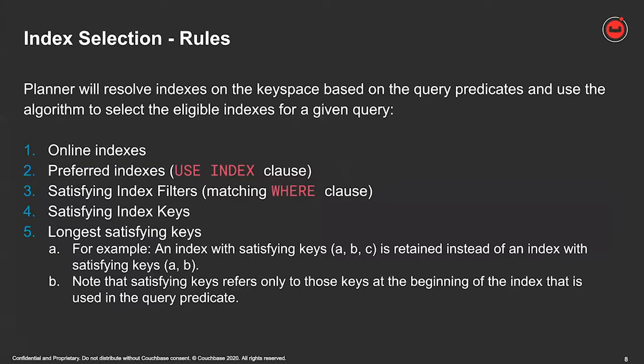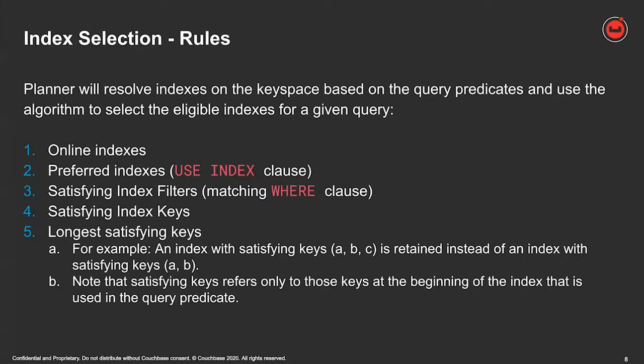For index selection, indexes are selected based on the following rules. Online indexes. This means any indexes that are in a pending or building state are not eligible for selection. Only indexes that are 100% built and online are eligible to be selected by the query service. Then we have preferred indexes. This is indexes with a USE INDEX clause. Any index listed in here, as long as it can satisfy the query, will be eligible for selection. N1QL is not going to use an index that cannot satisfy the query.